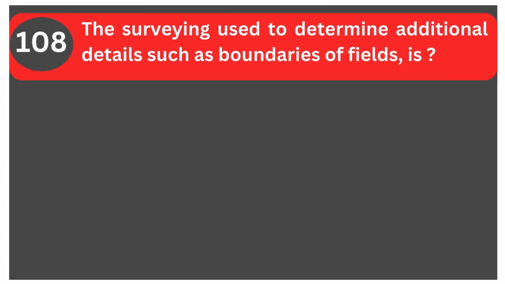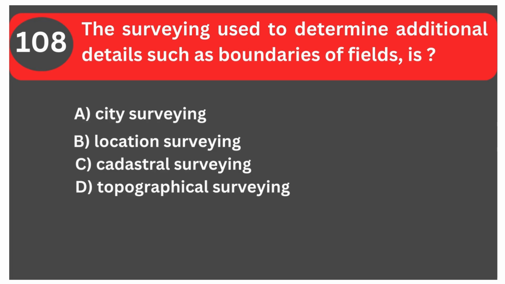The surveying used to determine additional details such as boundaries of fields is. Options: A. City surveying, B. Location surveying, C. Cadastral surveying, D. Topographical surveying. Answer C. Cadastral surveying.